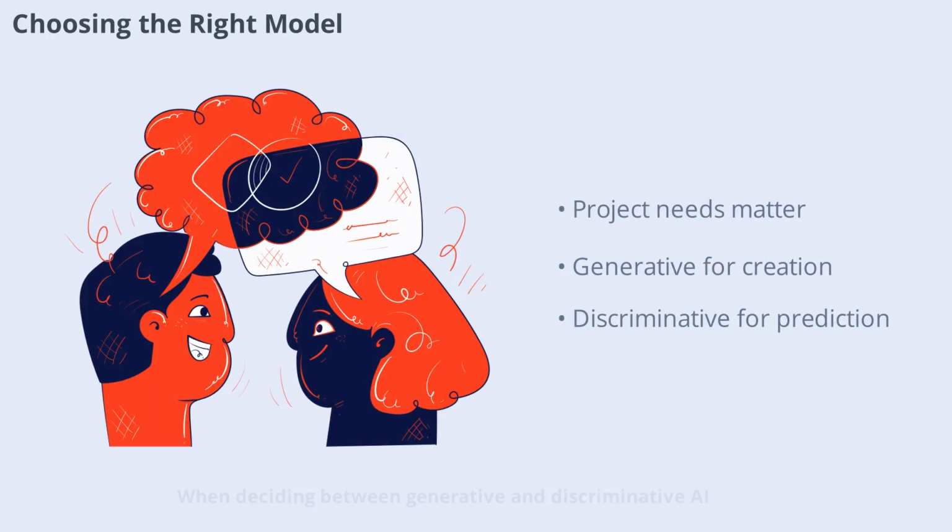In deciding between generative and discriminative AI, it's important to consider the specific needs of your project. If you need to create new data or simulate scenarios, generative models are the way to go. For tasks that require accurate classification or prediction, discriminative models are usually the better choice. Understanding the strengths and limitations of each helps ensure the success of your AI initiatives.